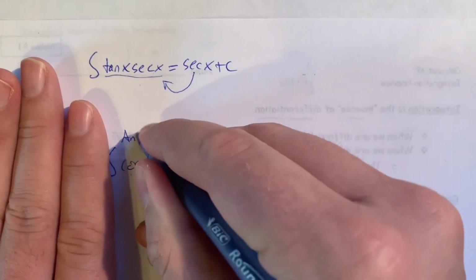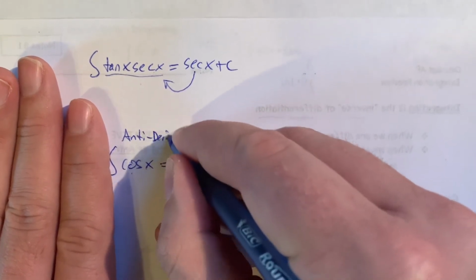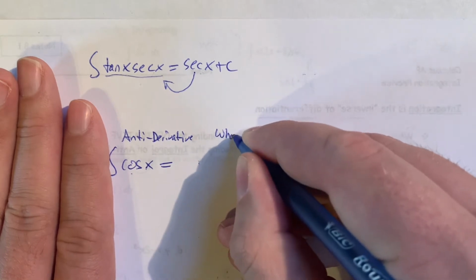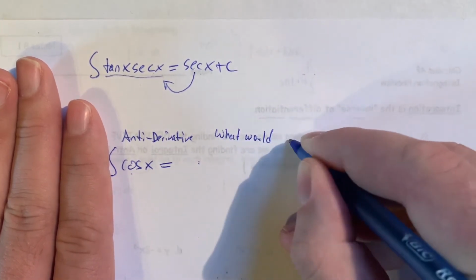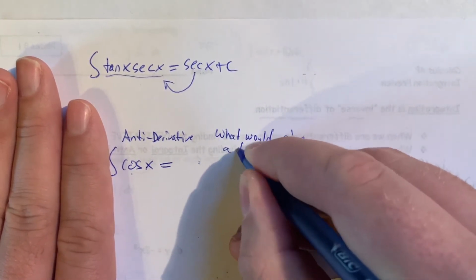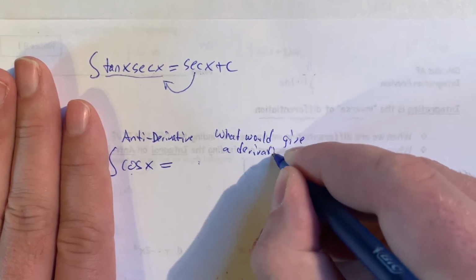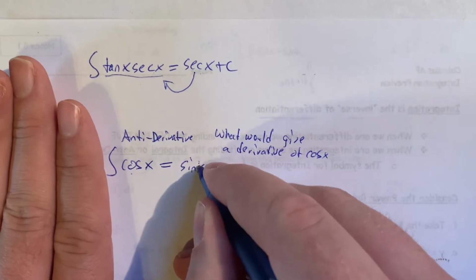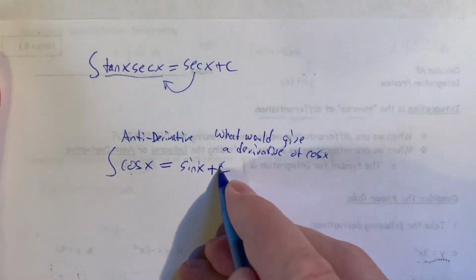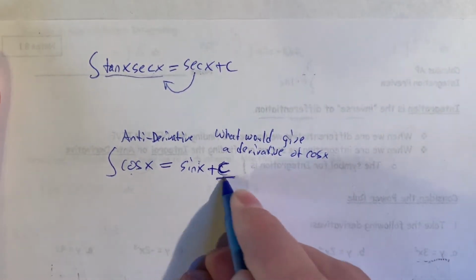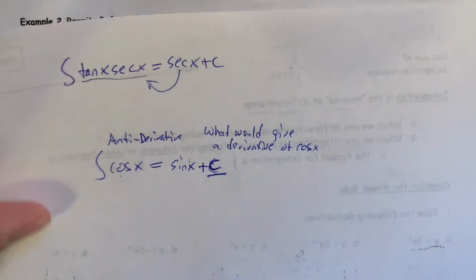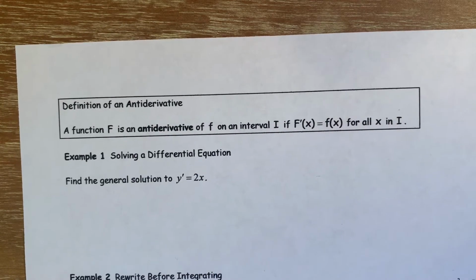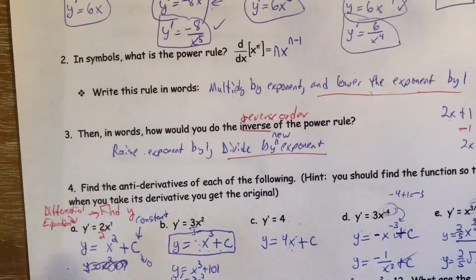This is the antiderivative. So you just need to think, what would give a derivative of cosine of x? And the answer is sine of x plus c, because the derivative of any constant is 0. This is something you super want to get used to never forgetting, okay? All right. So we'll try a couple of these other ones, see if you can see what they are.